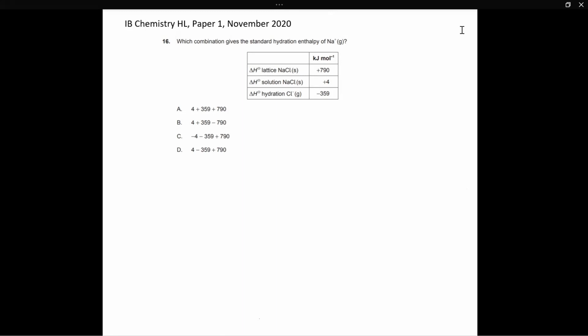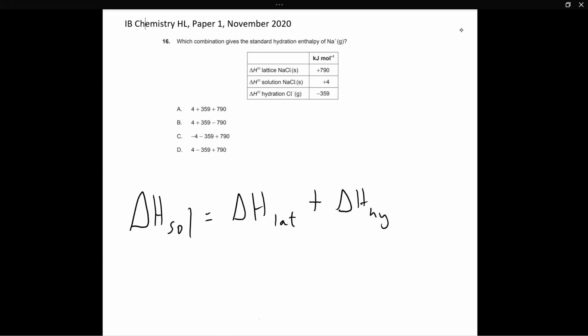Now, by just looking at this question, and they've also given us the values actually, they've given us the lattice enthalpy of NaCl, they've given us the enthalpy of solution of NaCl, and they've given us the enthalpy of hydration of the chloride ion. Now, just by looking at this, the first thing that should come to mind is the equation for the enthalpy of solution. So the enthalpy of solution is equal to the lattice enthalpy plus the enthalpy of hydration for ion A plus the enthalpy of hydration for ion B.